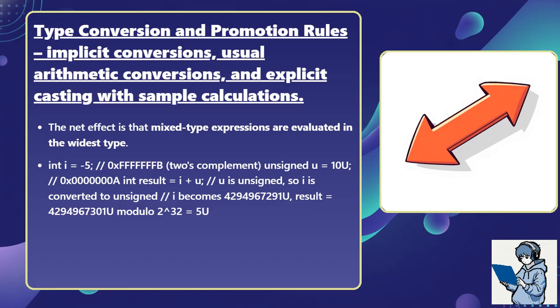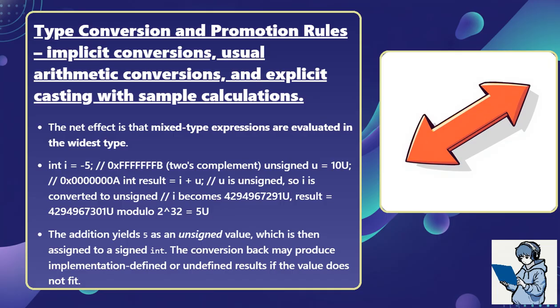int i = -5, 2's complement representation 0xFFFFFFFB. unsigned u = 10U, int result = i + u. The addition is unsigned, so i is converted to unsigned. i becomes 4,294,967,291 unsigned. The result becomes 4,294,967,301 unsigned, modulo 2 to the 32 equals 5 unsigned. The addition yields 5 as an unsigned value, which is then assigned to a signed int. The conversion back may produce implementation defined or undefined results if the value does not fit.